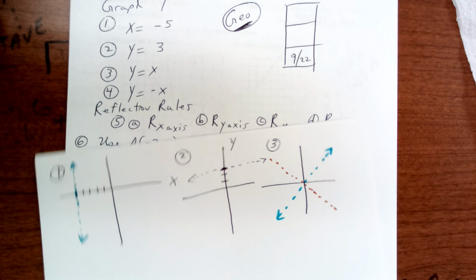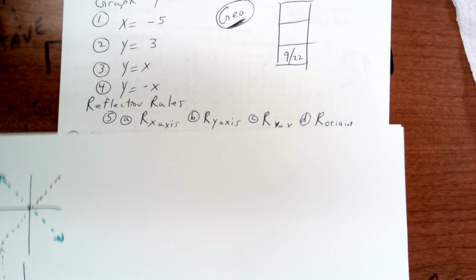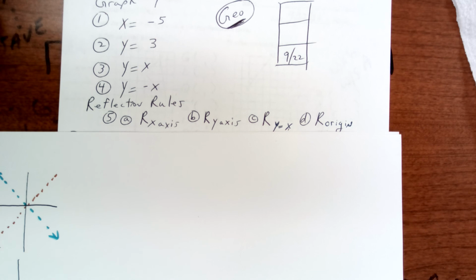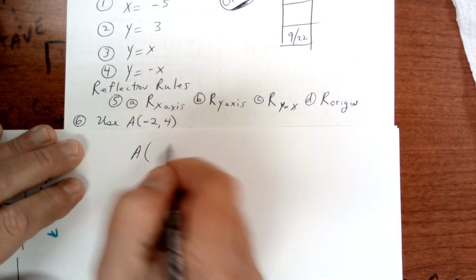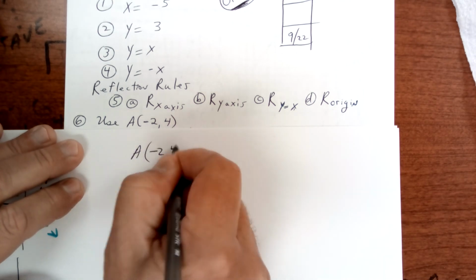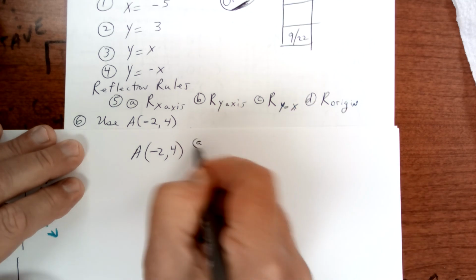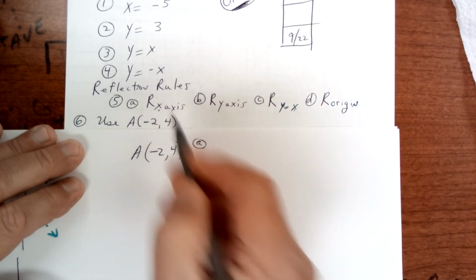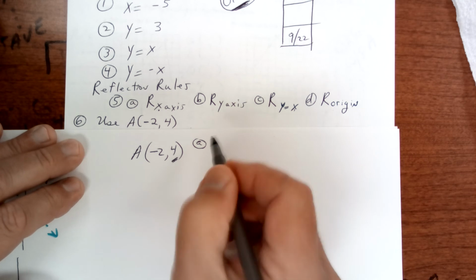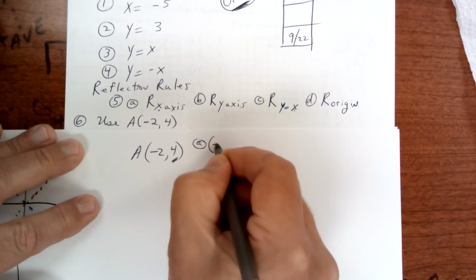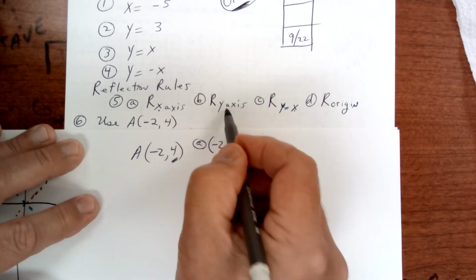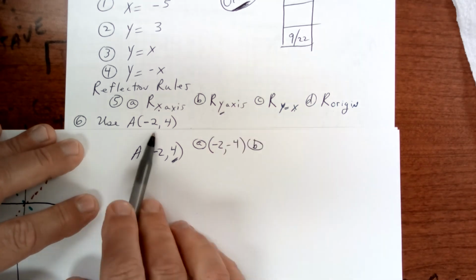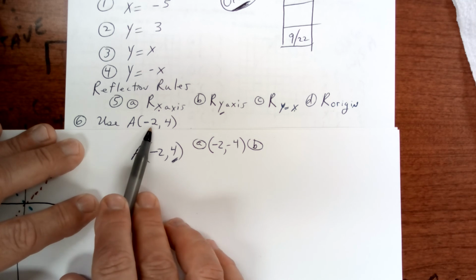Now let's look at the rules. Yesterday I gave you some rules. Well, let's just work it. So look here. Here's a point. If you want to reflect it over the x-axis, you change the y. So this answer would be -2, -4. If you want to reflect it over the y-axis, you would change the x. So this answer would be 2 and 4.